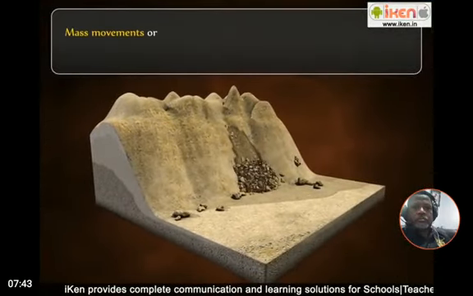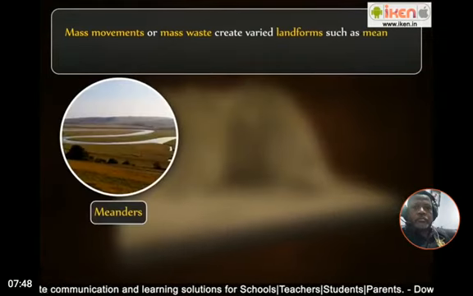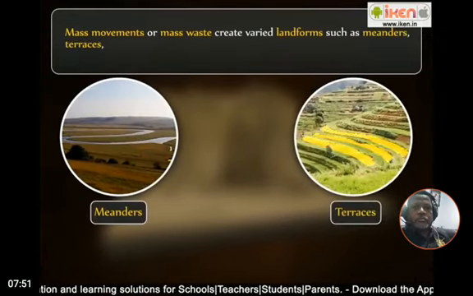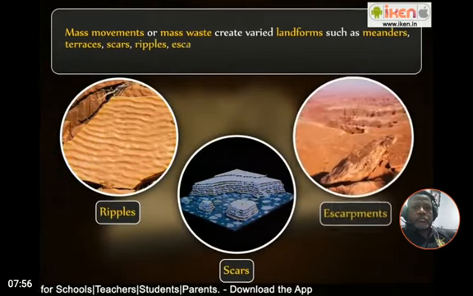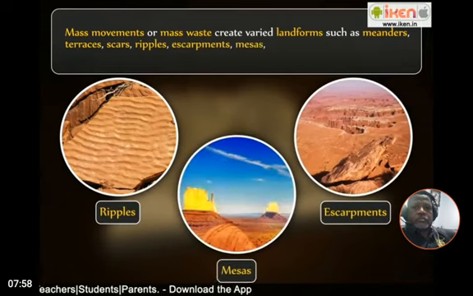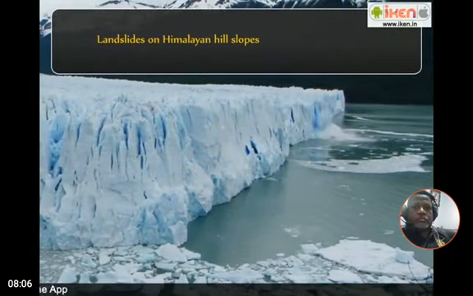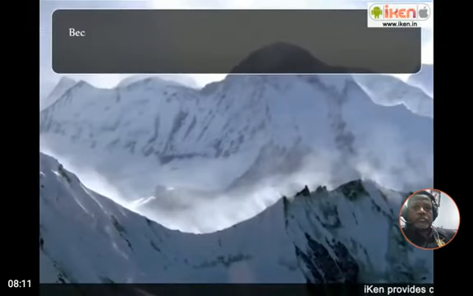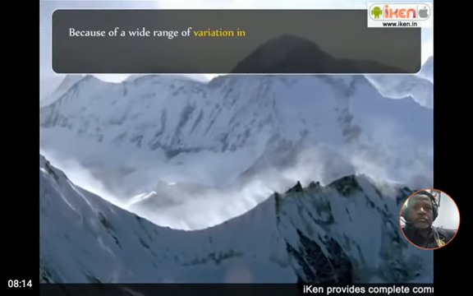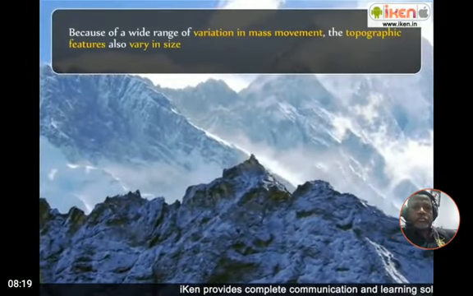Mass movements or mass waste create varied landforms such as meanders, terraces, scars, ripples, escarpments, mesas, etc. Landslides on Himalayan hill slopes have created many lakes. Because of a wide range of variation in mass movement, the topographic features also vary in size and shapes.